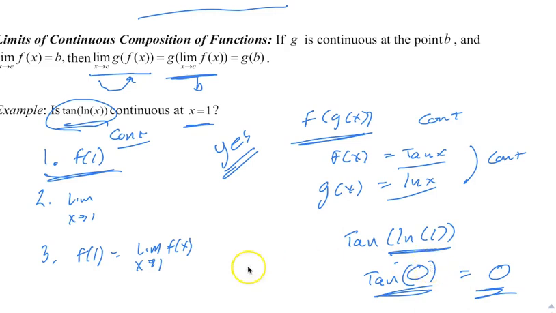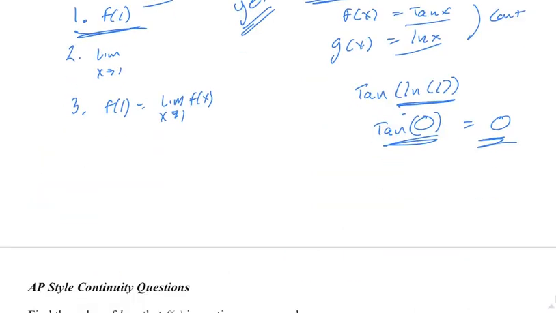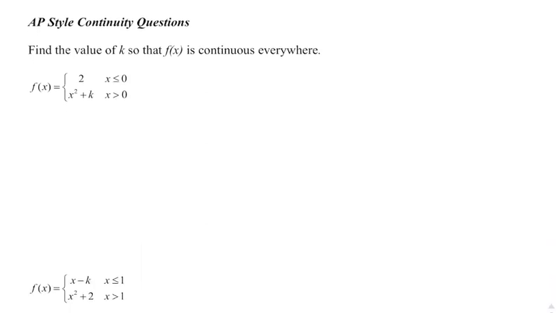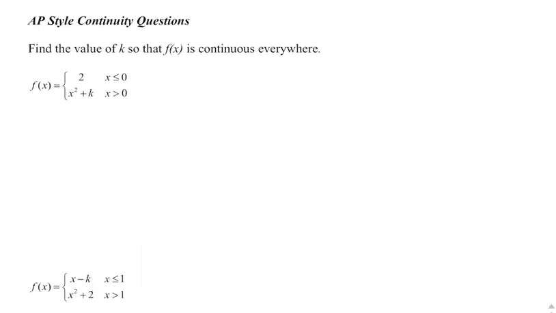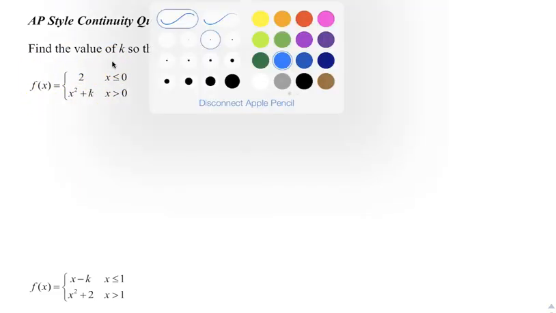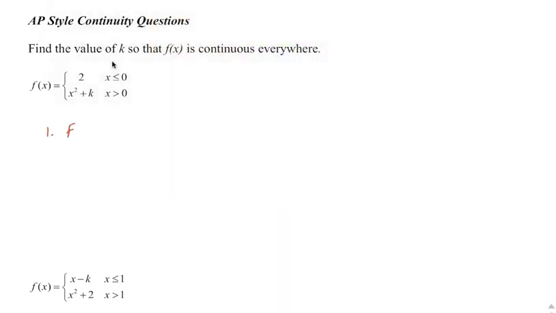Now let's look at some AP style continuous function problems. AP style continuity questions. Find the value of k so that f of x is continuous everywhere. So they want us to find k so that it's continuous everywhere. Remember, continuous everywhere means: one, the value exists. Two, the limit exists. And three, those two equal each other.